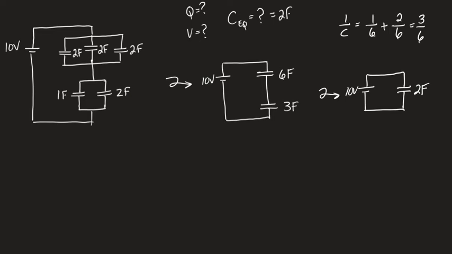Now, the thing we're going to do next is completing the analysis of our circuit by working backwards to figure out charge and voltage.